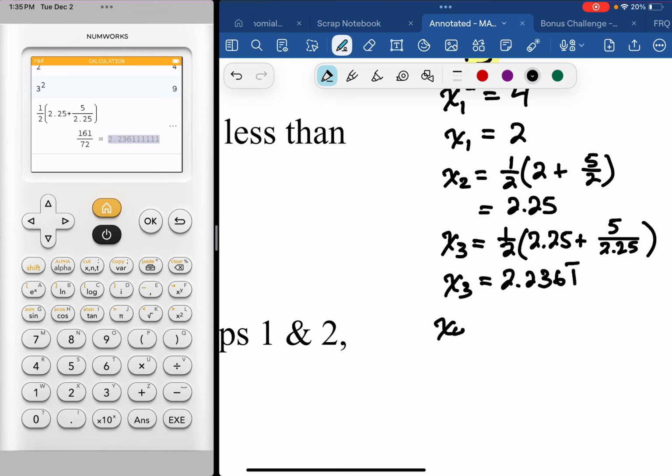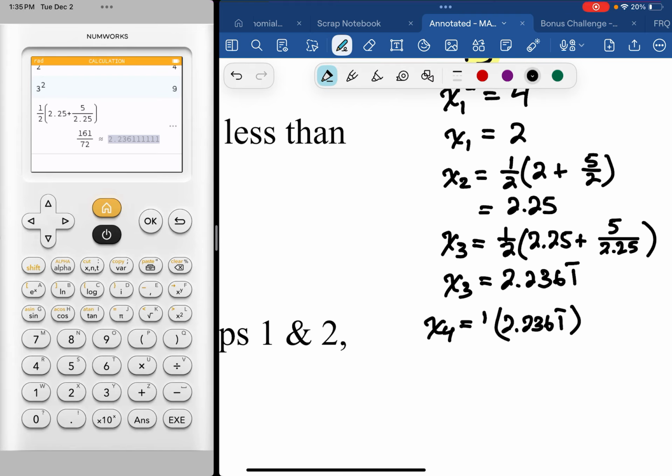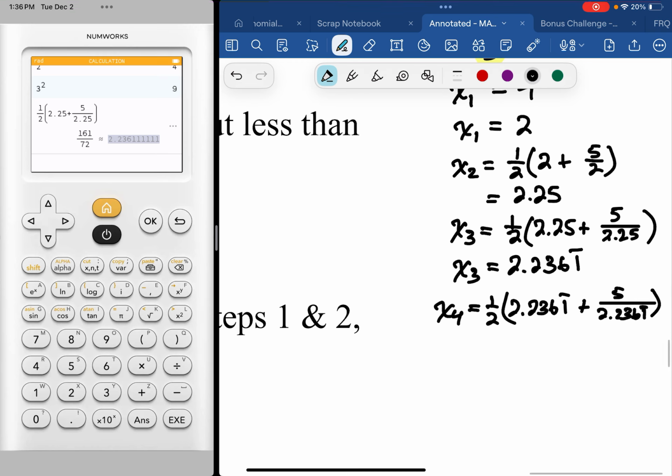So my next calculation would take the 2.2361 repeated. Sorry, I didn't give enough room for the 1/2. Let me tuck that in there. And inexplicably close the parentheses. I don't know what I was thinking there. So plus 5 over 2.2361 repeated. Here I could just use answer. So 1/2 times answer plus 5 divided by answer.